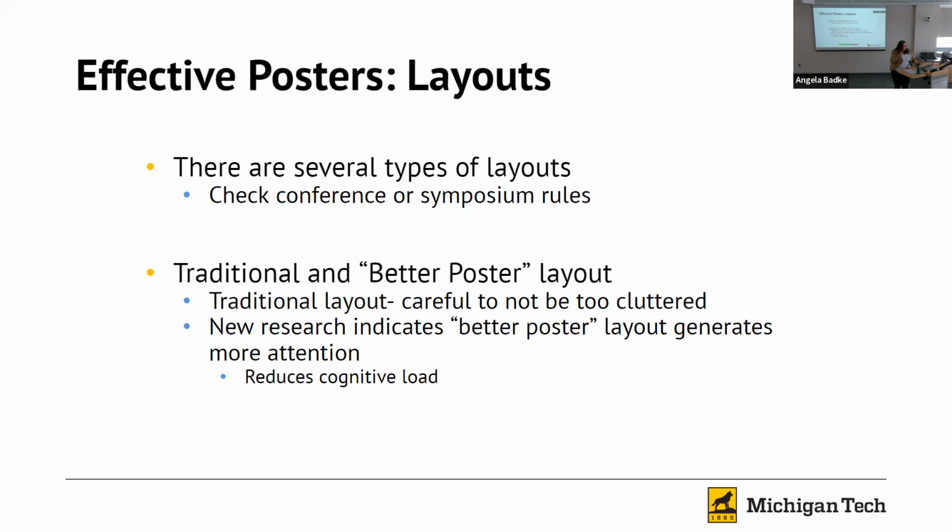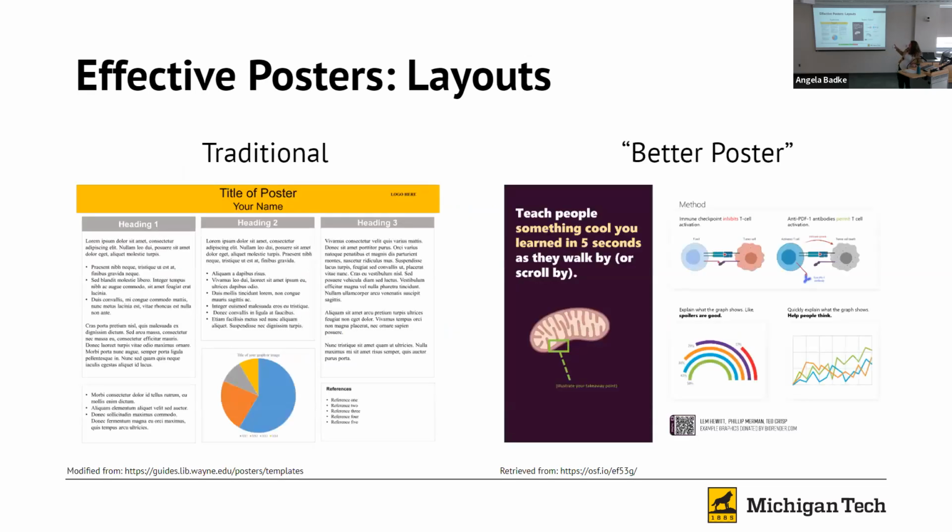And to show you, we have the two layouts here. So the traditional layout is a template that I kind of modified from Wayne State University's poster templates and their LibGuides. For something like this, what I'm really looking to highlight here isn't necessarily the amount of text that's on it, but just that the title is across the top and that you generally have usually 3 or 4 columns underneath outlining your work. The better poster, this is actually, I think, the second version of the better poster. He has like 4 different styles on there.